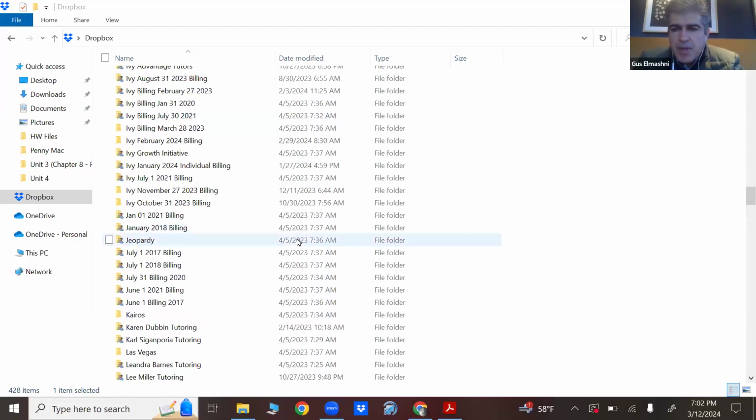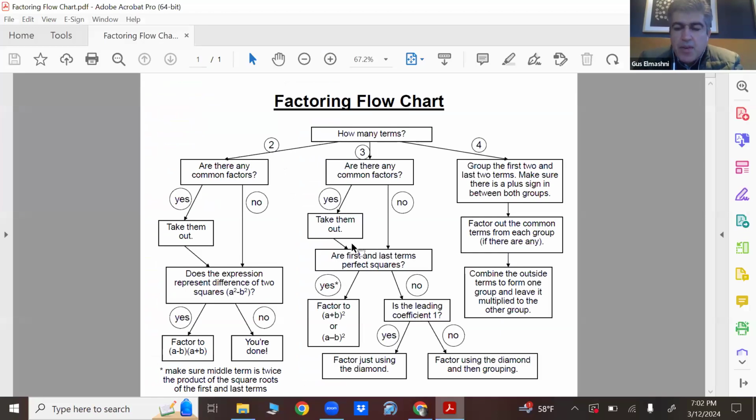Okay. That's okay. So again, here's a factoring flow chart. We'll go through this as we do some examples.